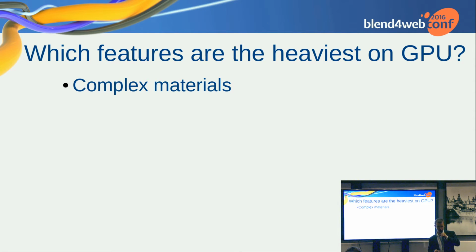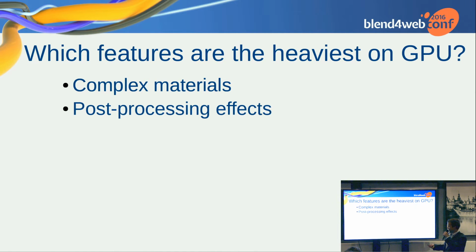Complex materials. The more complex materials we have, say some node structures, some mathematics inside nodes, lots of texture lookups, the more complex shaders we get. And this is bad for the GPU. Next, post-processing effects. These two are closely connected.